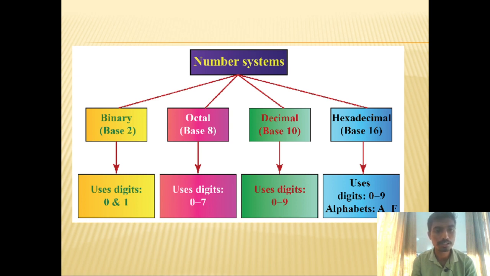So the base of the binary number system will be 2. Octal number system is represented by using the digits 0 to 7. So the base of the octal number system is 8. Why 8? Because the digits start from 0. The decimal number system is represented by using digits 0 to 9. The base of the decimal number system is 10.